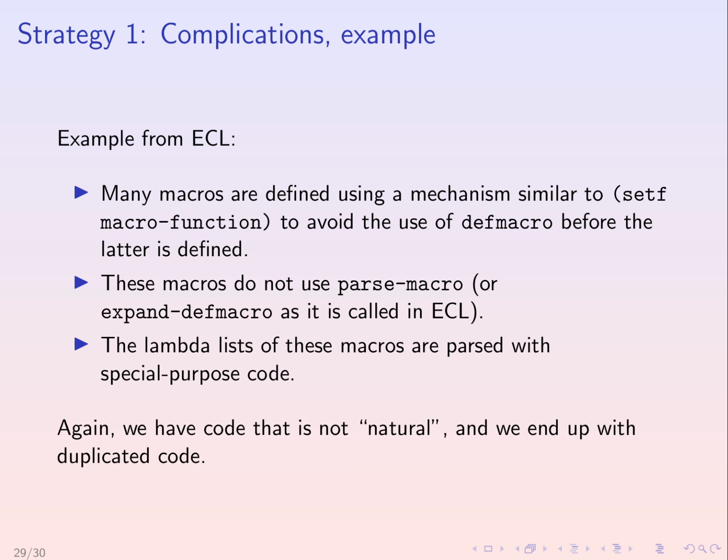So I looked at how it's done in ECL, and in fact many of those macros are defined using a mechanism similar to setf macro-function. It's not called exactly that, but it's the same kind of functionality. So what it does is you essentially create the macro expander explicitly as a lambda, and you assign it as a macro function, using this setf macro-function. So these macros obviously cannot use parse-macro, or as it's called expand-defmacro in ECL, but it's essentially the same thing. So instead, the lambda lists of those macros are parsed with special purpose code. So again, we end up with Common Lisp code that's not natural, and we end up with lots of duplicated code. The natural way of defining these macros would be to use the macro defmacro, but we don't have that at the point that we need to define them.